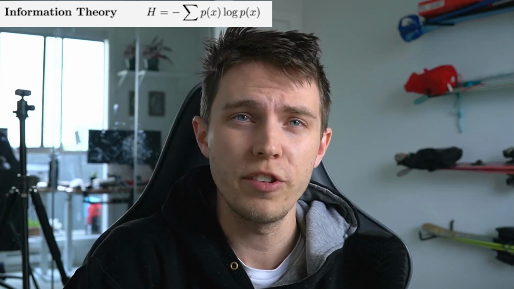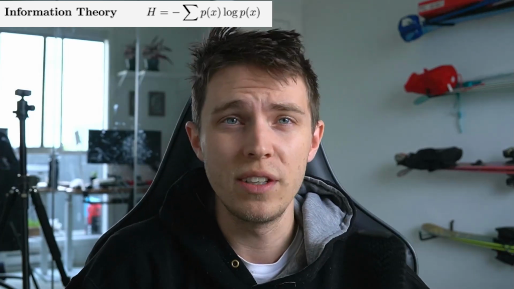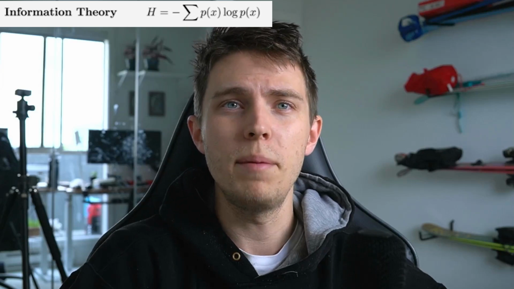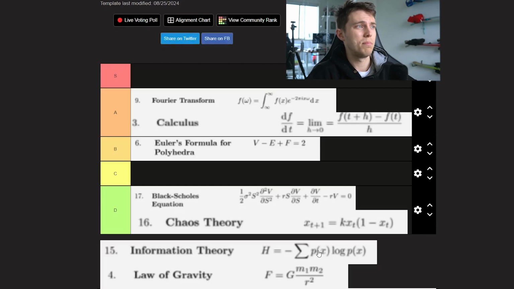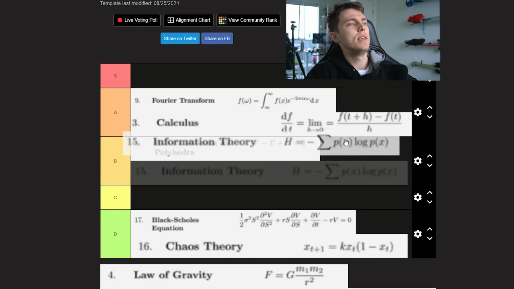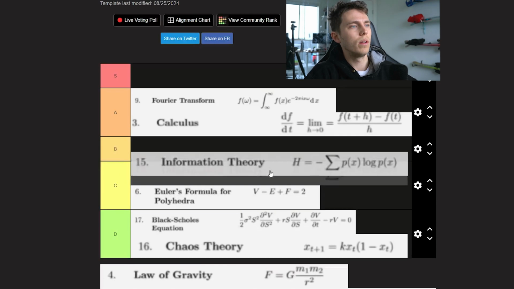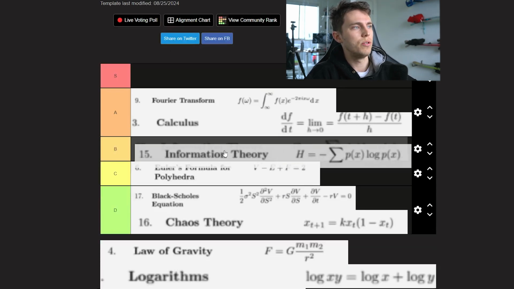Information theory is also kind of related to the transmission of data. It allows people to transmit like radio or wireless communication, and it really optimizes how to encode and use that. So it's used in storage, it's used in encryption, it's used in wireless communication, and that's all super important, and I think that's had a big impact on our modern world, but not as much as Fourier transforms or calculus. So I'm gonna put it high B actually, and I'm gonna move Euler's formula for polyhedra down to C.